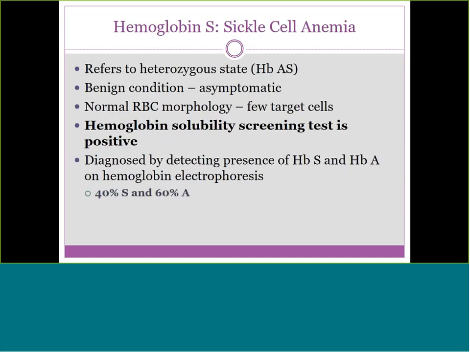All right, now I did say that there's a carrier state, or what we could call a sickle cell trait. Again, it's benign, asymptomatic. The patient probably doesn't even know they have it unless they've been tested for it. They're totally healthy. They're going to have normal red cell morphology. I know it says you might even see a few target cells, but I would just really go with there's no target cells on the smear. So I would keep that in mind. Really, there's not any target cells on the smear.